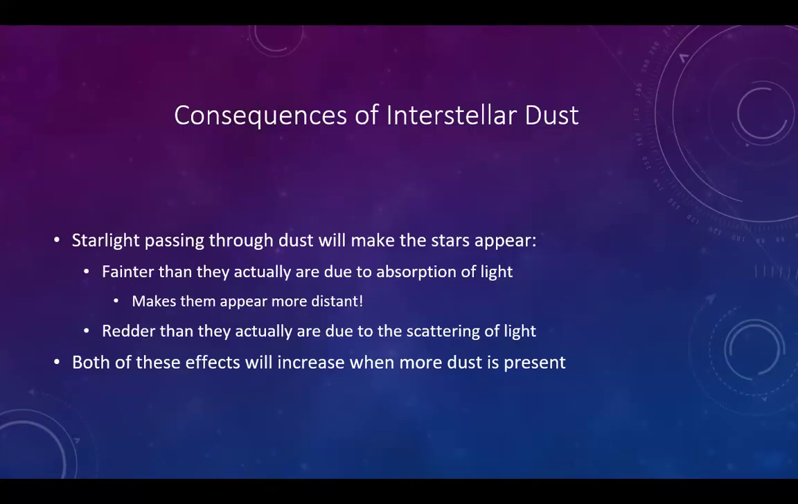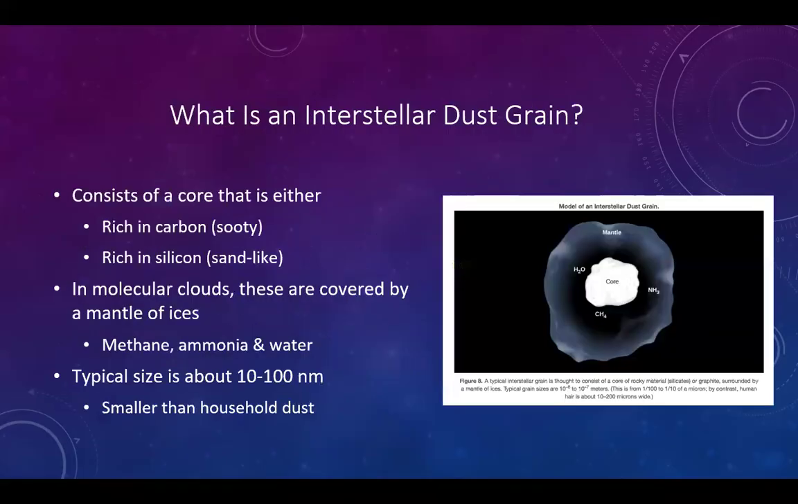So, some of the consequences of interstellar dust. Starlight passing through dust will make the stars appear fainter than they are, so they appear further away, because they absorb light, they get dimmer. And they appear redder than they are due to the scattering of light, so they look cooler. Both of these effects increase when more dust is present. There are ways to correct for this, but yeah, it is something that needs to be taken into account.